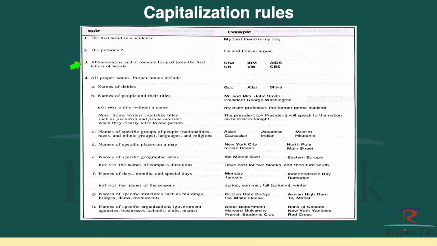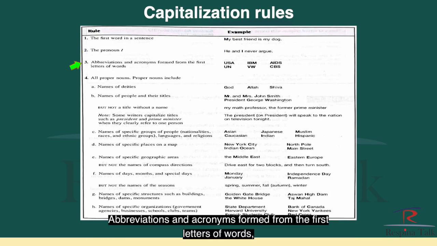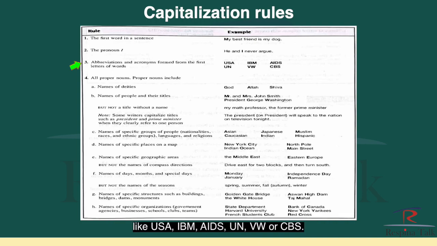Number 3, abbreviations and acronyms formed from the first letters of words, like USA, IBM, UN, VW, or CBS. Point number 4, all proper nouns should be capitalized. Now, proper nouns include names of deities, names of people, and their titles, but not a title without a name.